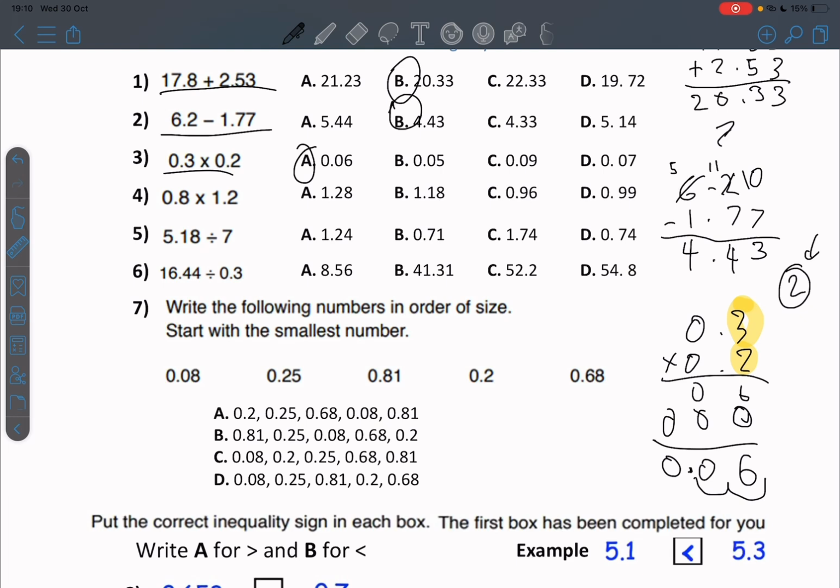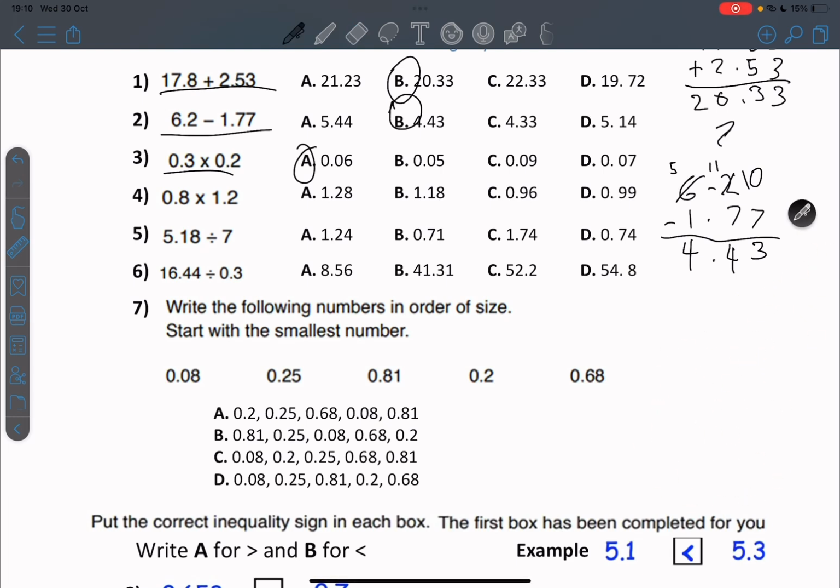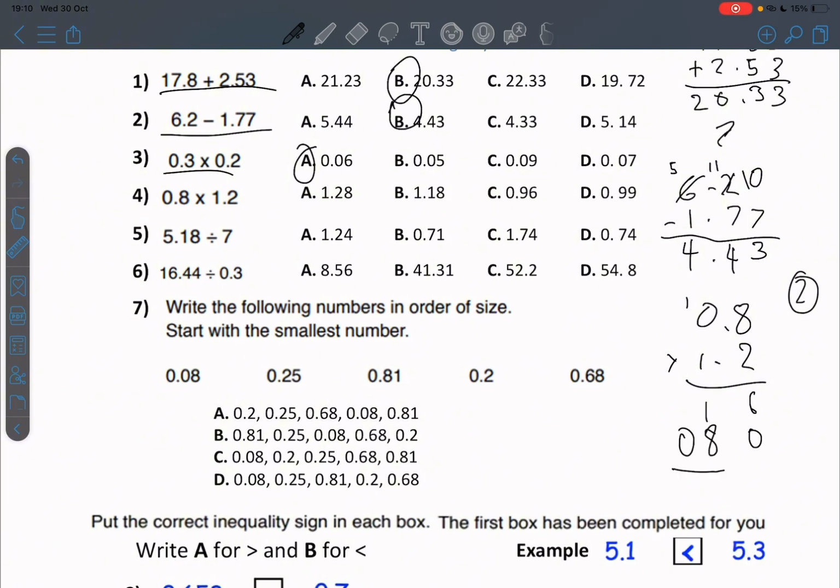Alright, question 4. This will be the exact same. So if I rub this out and do the same method now, 0.8 times 1.2, there's 2 numbers behind the decimal point. 2 times 8 is 16. 2 times 0 is 0, but you add the 1. And then you put placement 0, 1 times 8 is 8, and that one gives us 0. Now if we add these all together, we've got 2 numbers behind the decimal point, so we put the decimal point here, and our answer should be 0.96, which is option C.